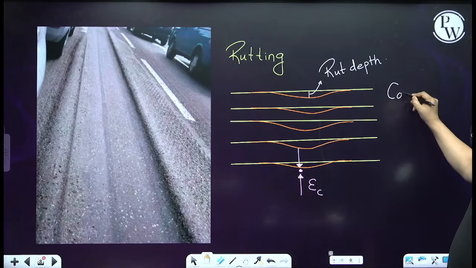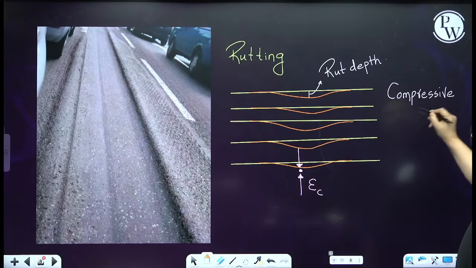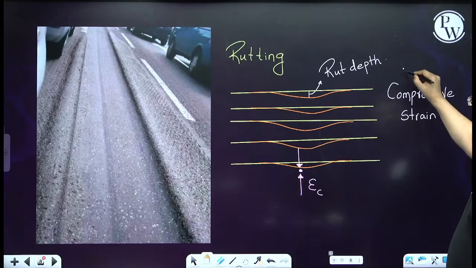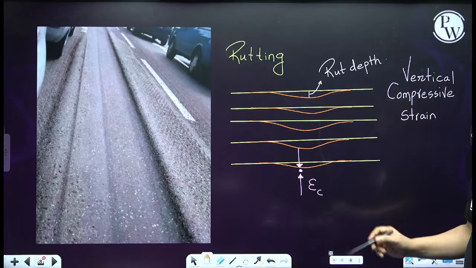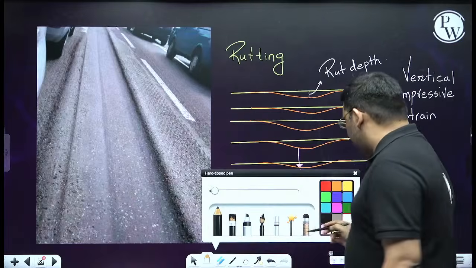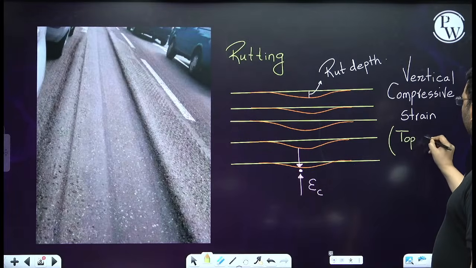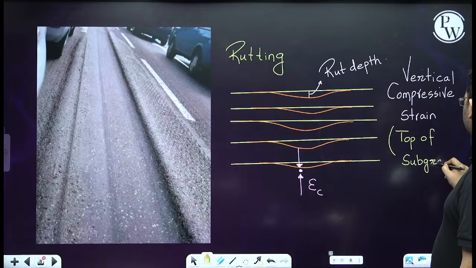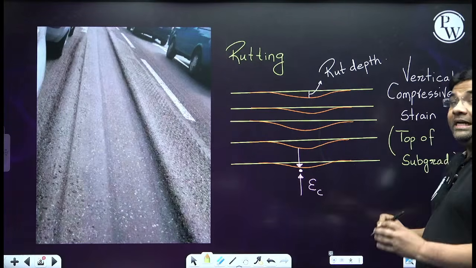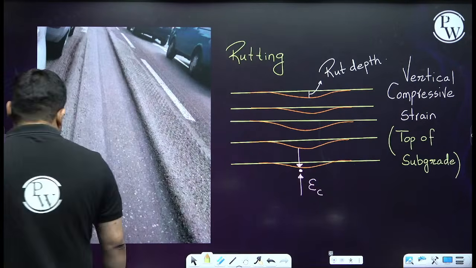So I can write down here, this is a compressive strain, and it is vertical, right? You can see this is vertical. So I can write down vertical compressive strain. And where are you finding this strain? This strain is there at the top of subgrade. So these are the two critical strains causing two critical failures on which the design of flexible pavement is based in IRC 37.